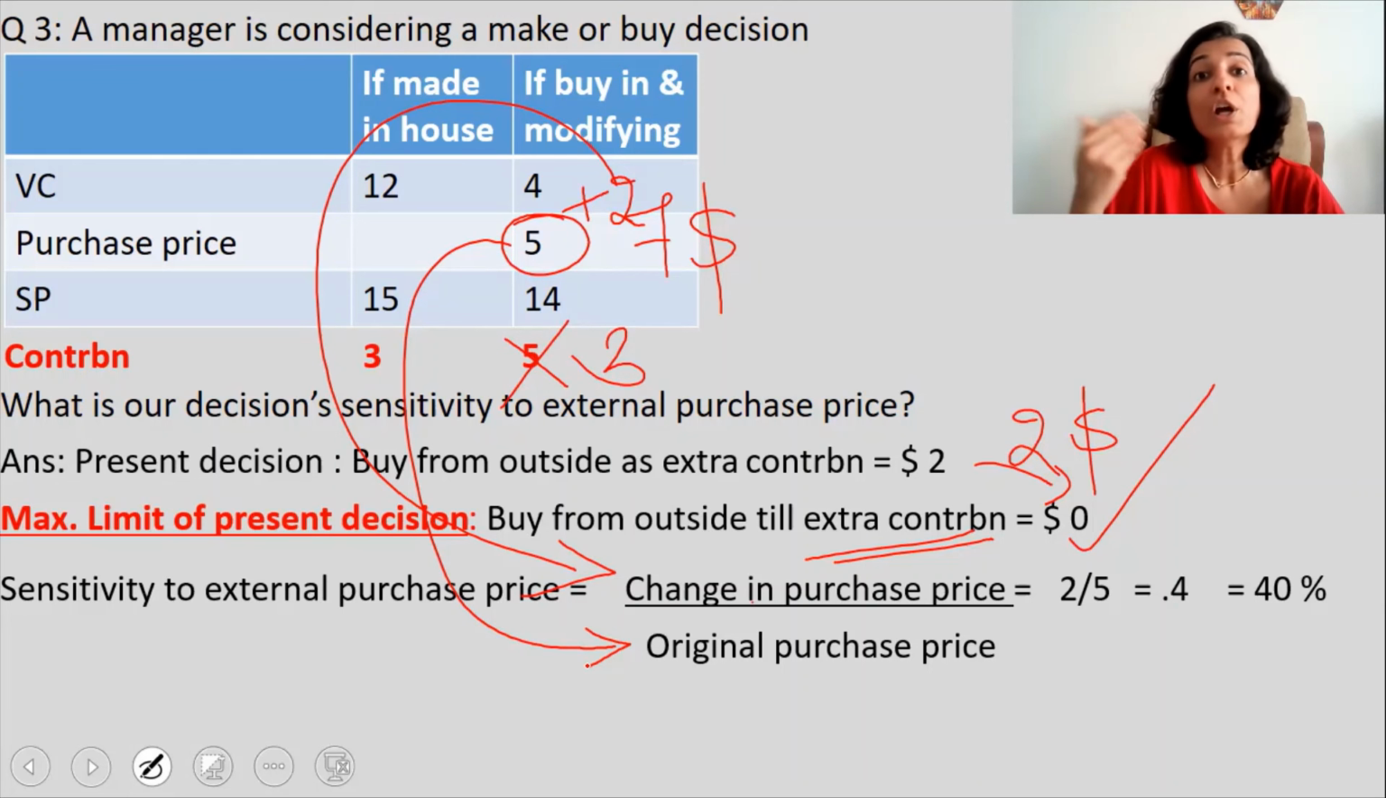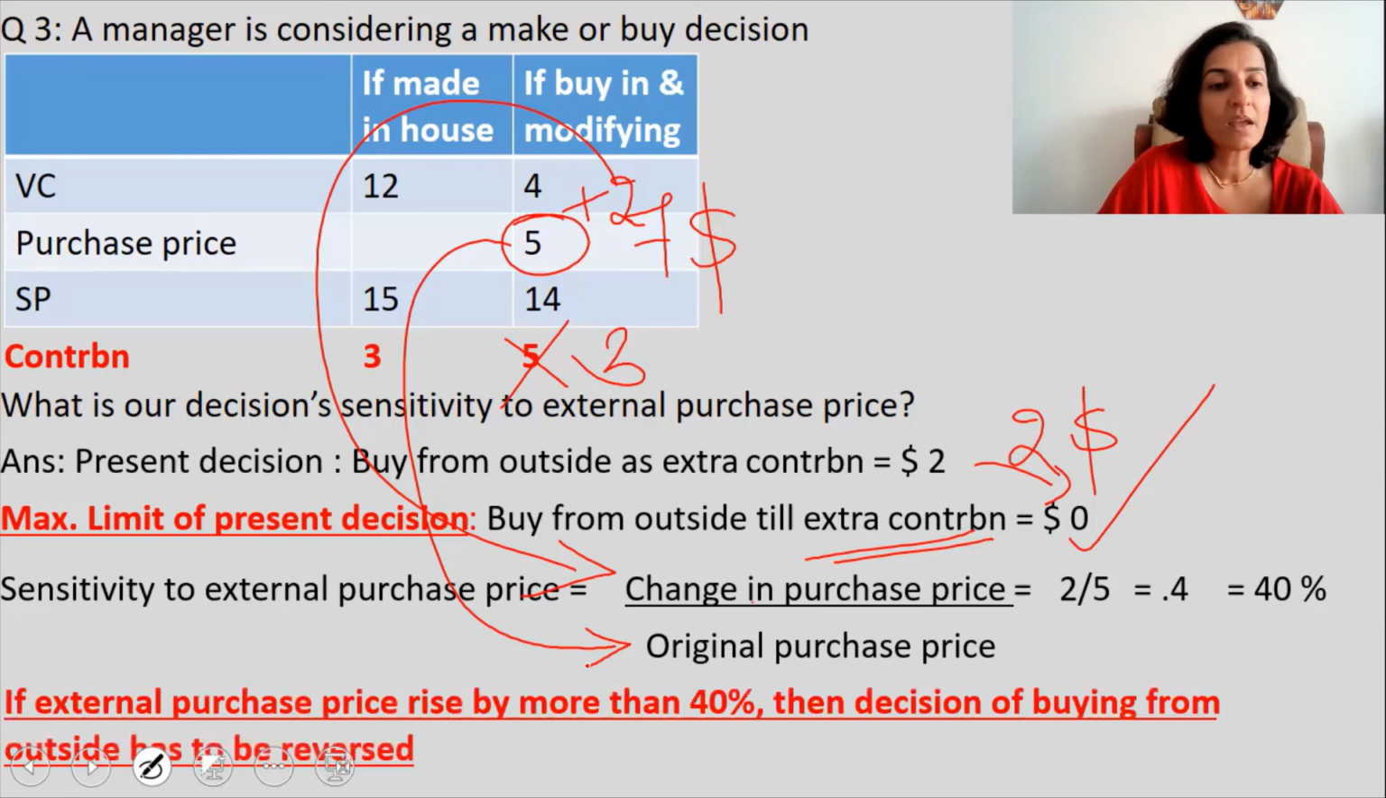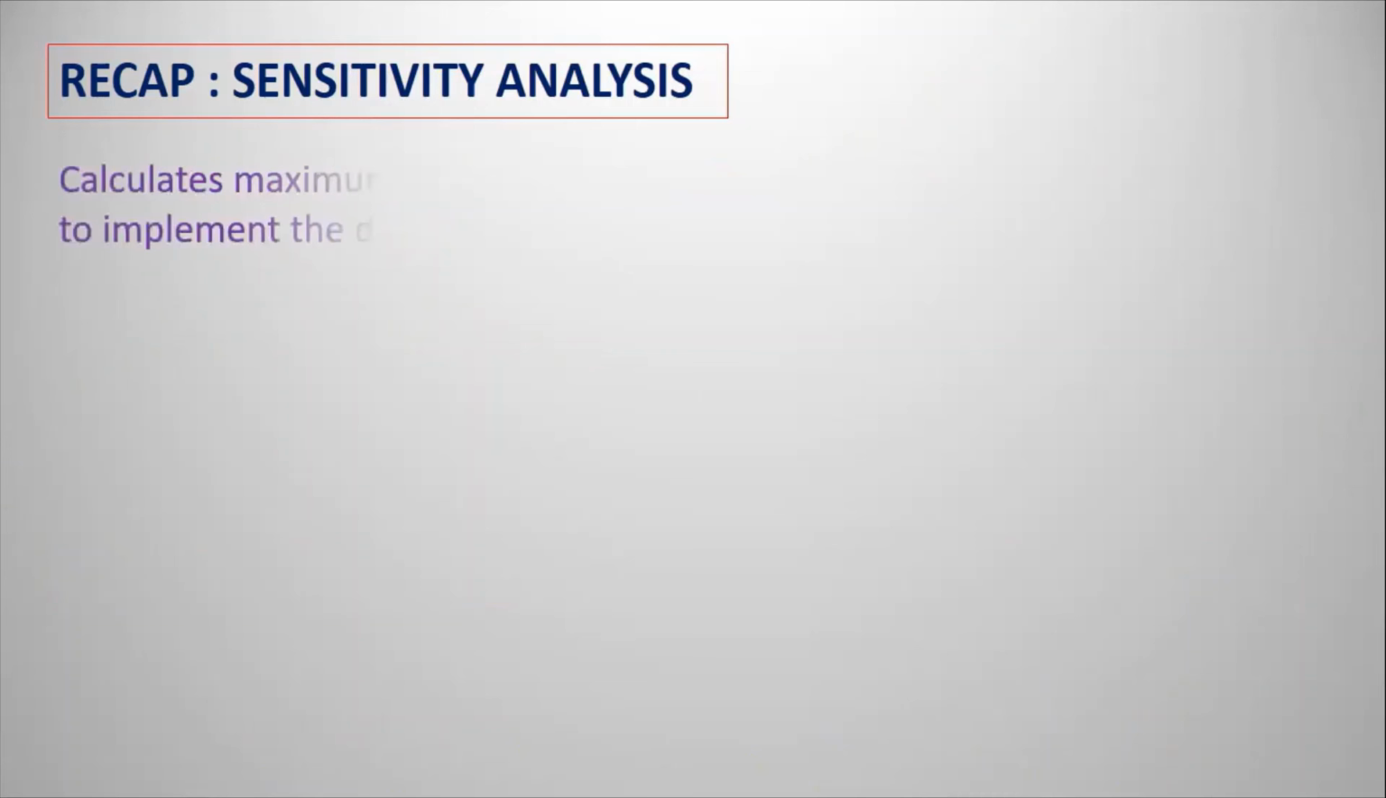What was our decision? To buy from outside. So let's write the final conclusion. If external purchase price rise by more than 40%, then the decision of buying from outside has to be reversed. Let's have a quick recap before we wind up.